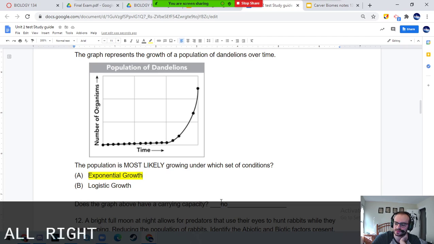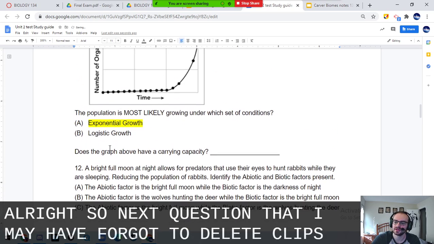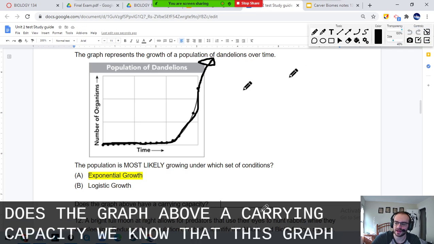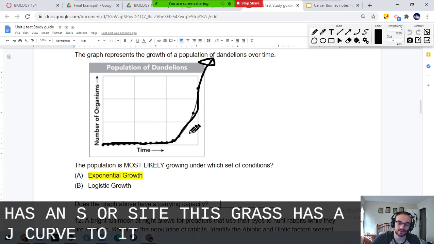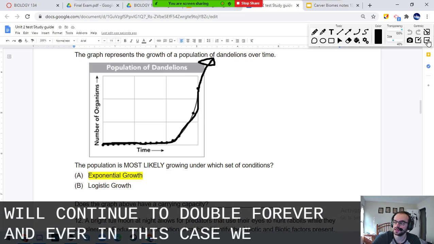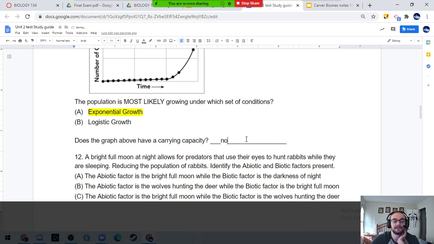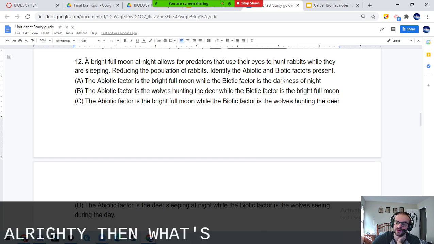All right, so next question that I may have forgot to delete. Whoops. So does the graph above have a carrying capacity? We know that this graph has a J curve to it. So the population will continue to double forever and ever. So in this case, we know that this has no carrying capacity. There we are. Alrighty then. Let's move on to number 12.